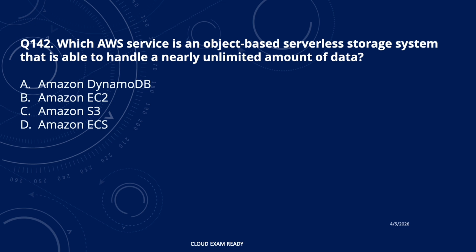So we need to find which service is the storage in the options. So first one, Amazon DynamoDB, is a database service. So this one is not the answer. Option B, Amazon EC2, which is a compute service. And option D, Amazon ECS, which is a container service. So the correct answer here is option C, Amazon S3, which is an object-based serverless storage system.